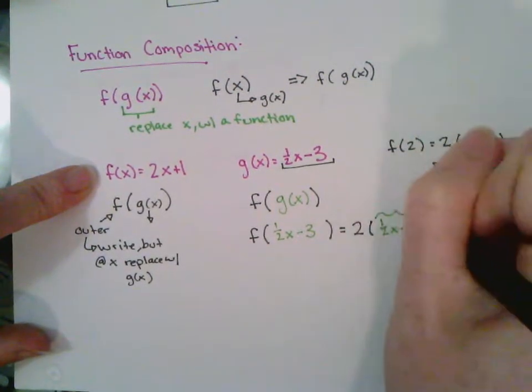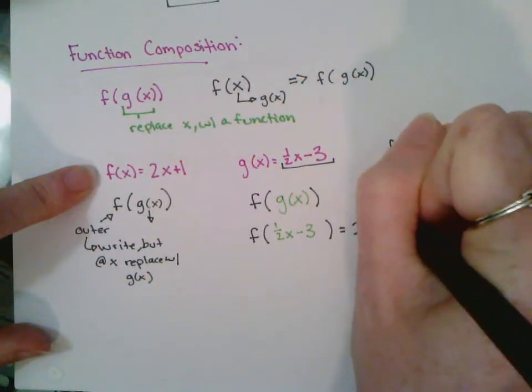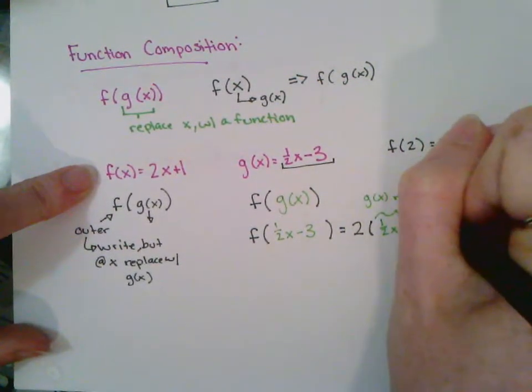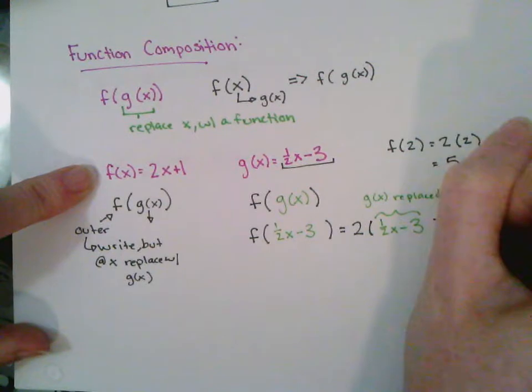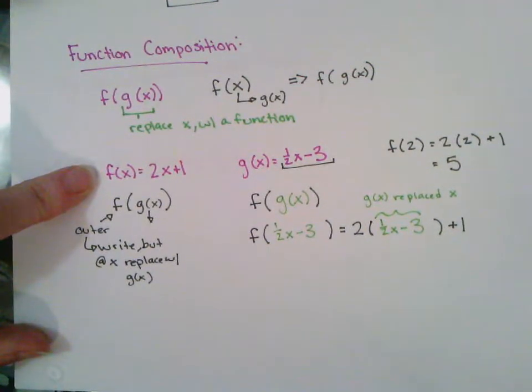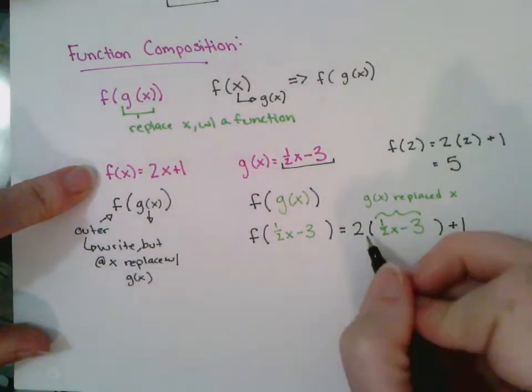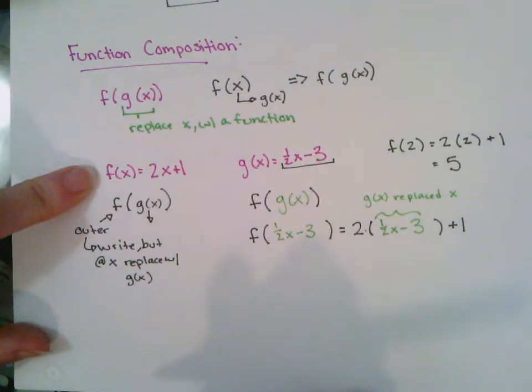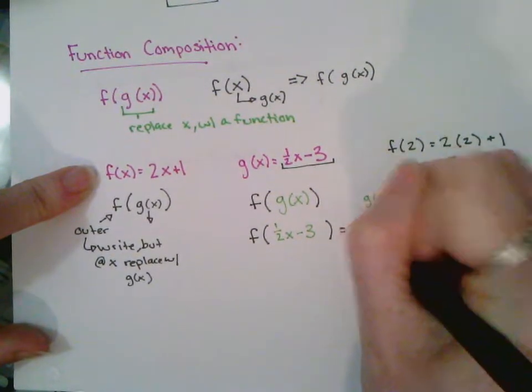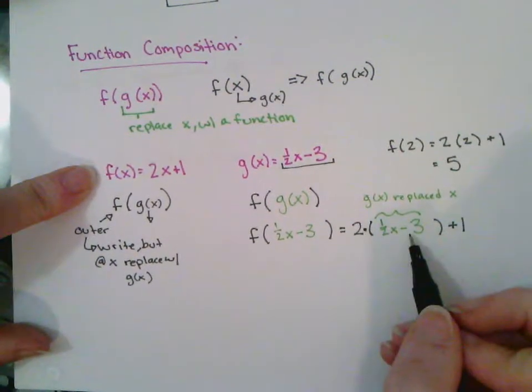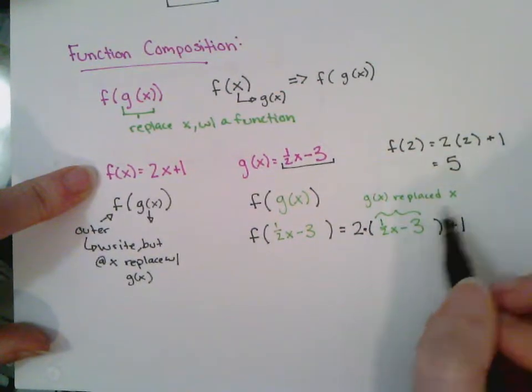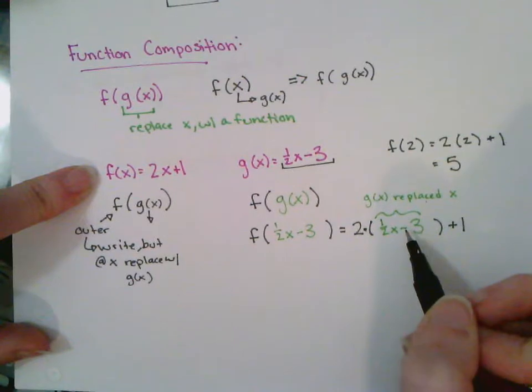So g of x replaced x. So a common mistake I was seeing in class is that people were still writing an x out front here. Make sure you don't do that. I've completely gotten rid of my x. I took it out and I replaced it with g of x. So replace means this x is no longer there. My g of x is there.